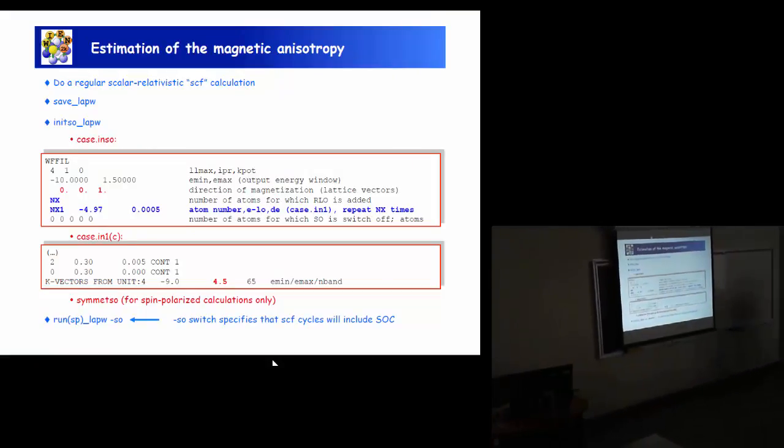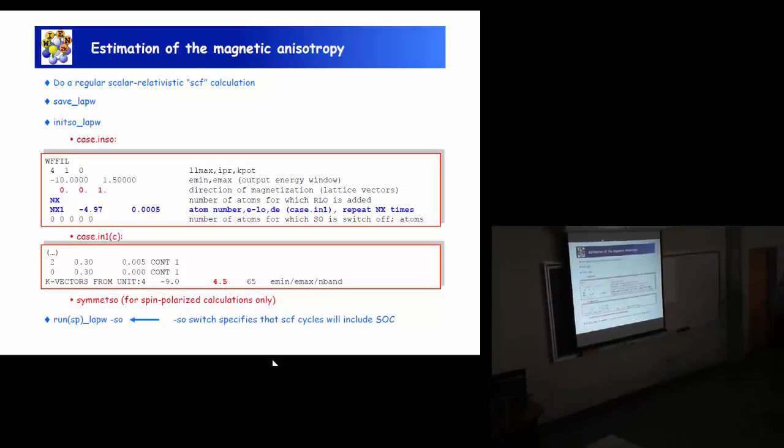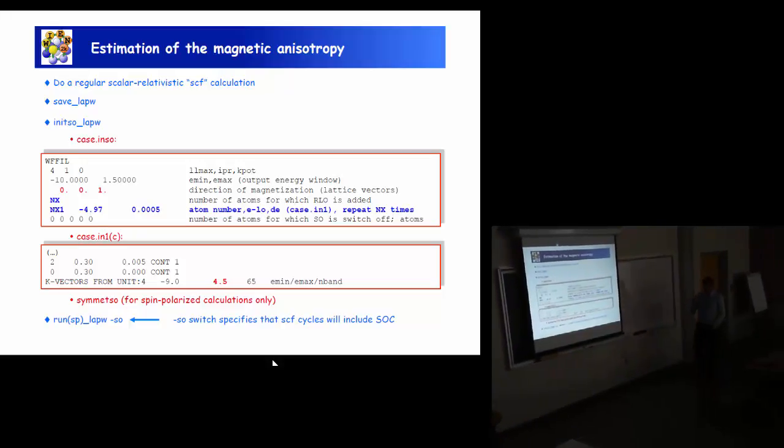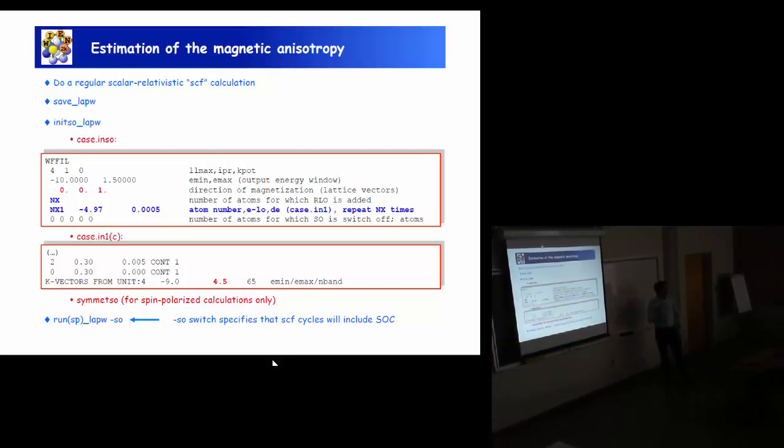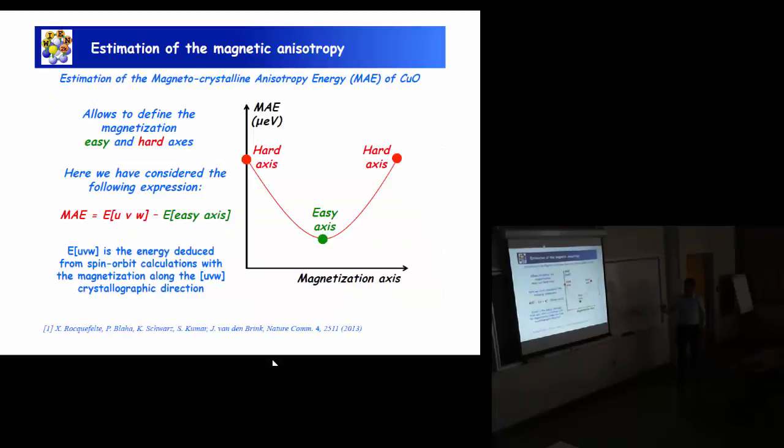Just the last point, if you want to do magnetic anisotropy. Magnetic anisotropy is a relativistic effect. You have to take into account the spin orbit coupling. And you will have to take care of this line, the magnetization direction. So when you want to look at magnetic anisotropy, you are changing the magnetization direction, and you do an energy calculation for all the different magnetization directions.